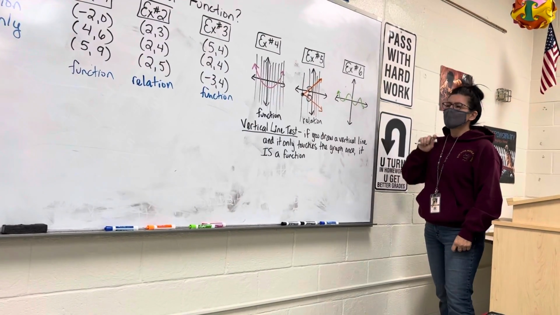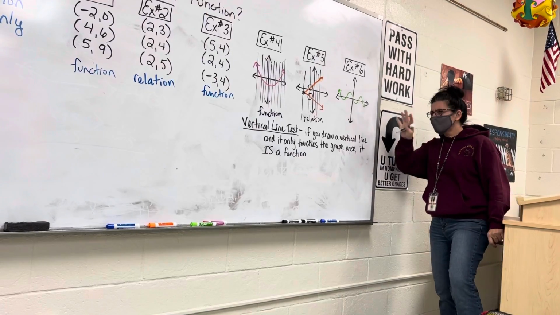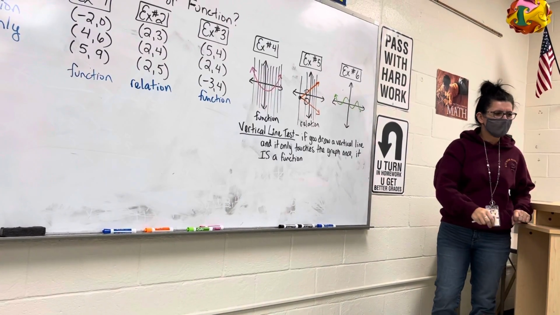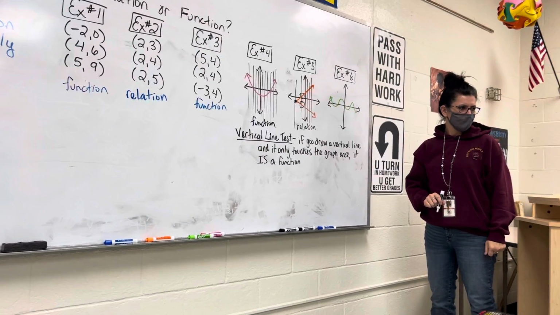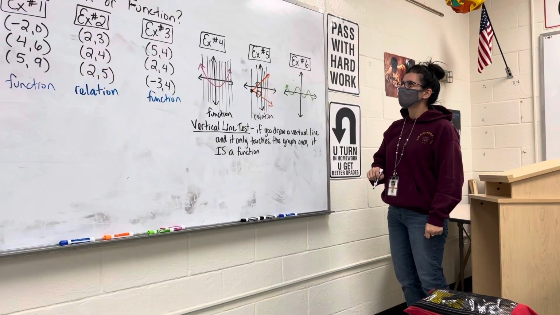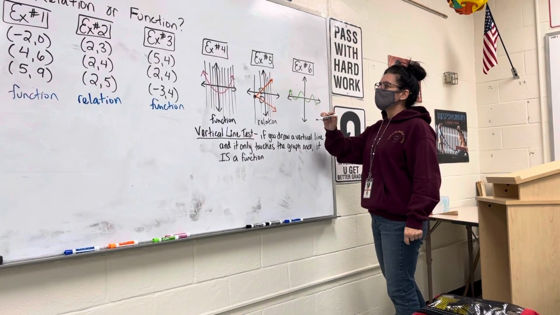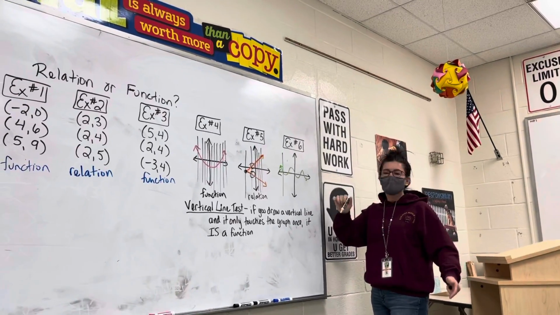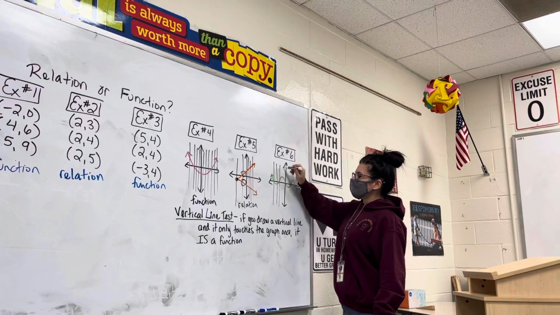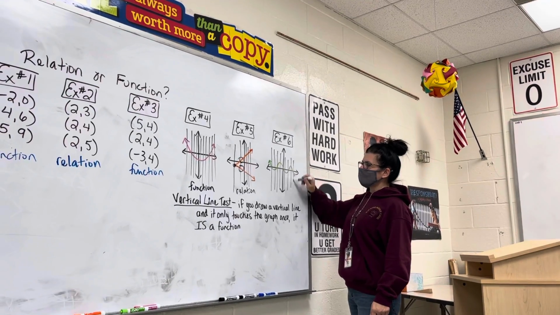How about this last one? What do you guys think about it? Before we even use the vertical line test, what do you think? Function. Why? Because there are no overlapping figures in the graph. How about when we draw a line? Will it touch it more than once in any place? No. It should be very clear here, guys. When you draw that line, it's going to touch it only once.